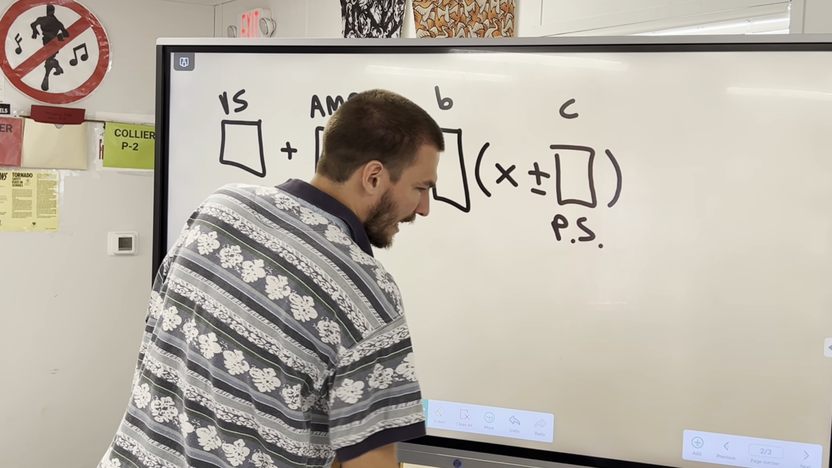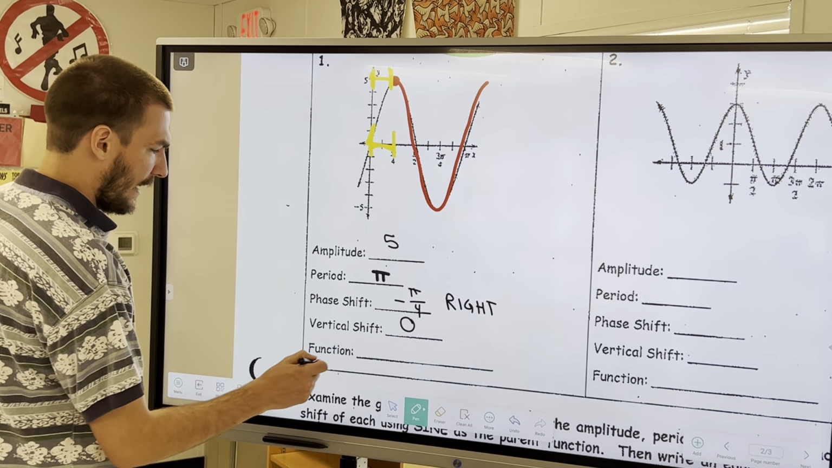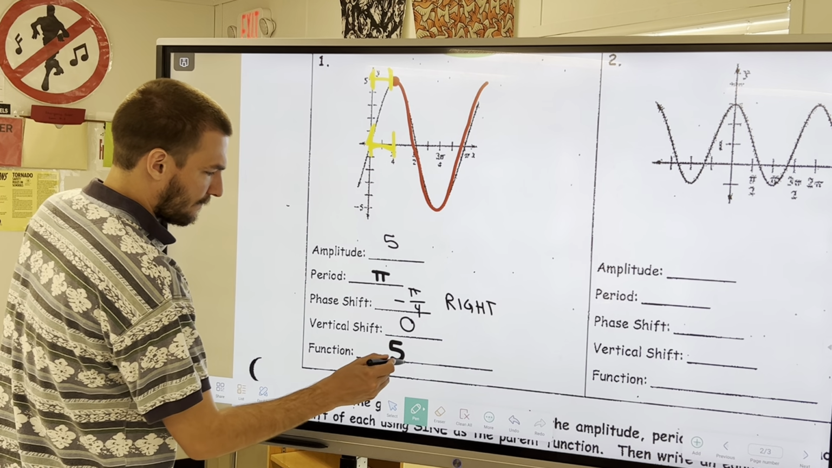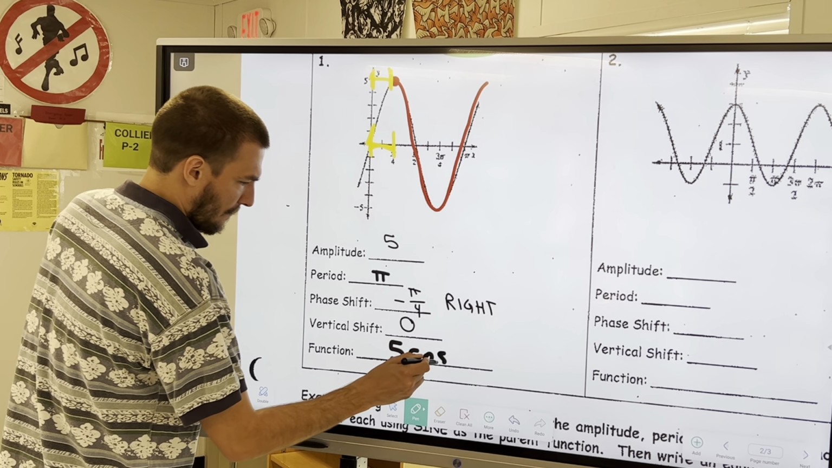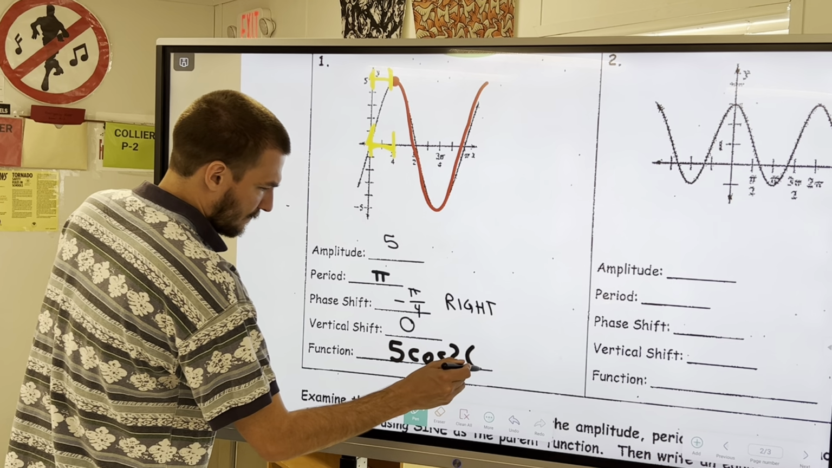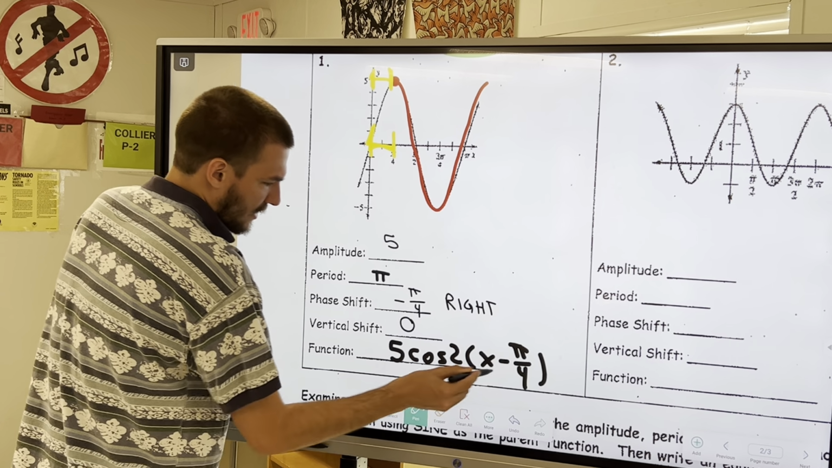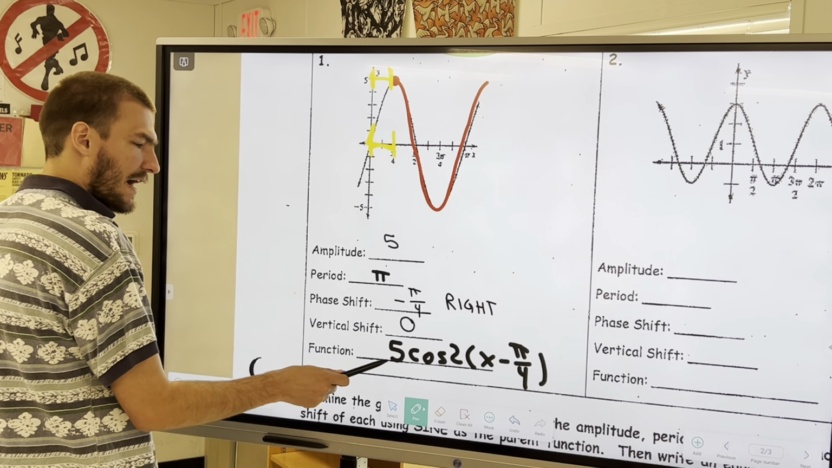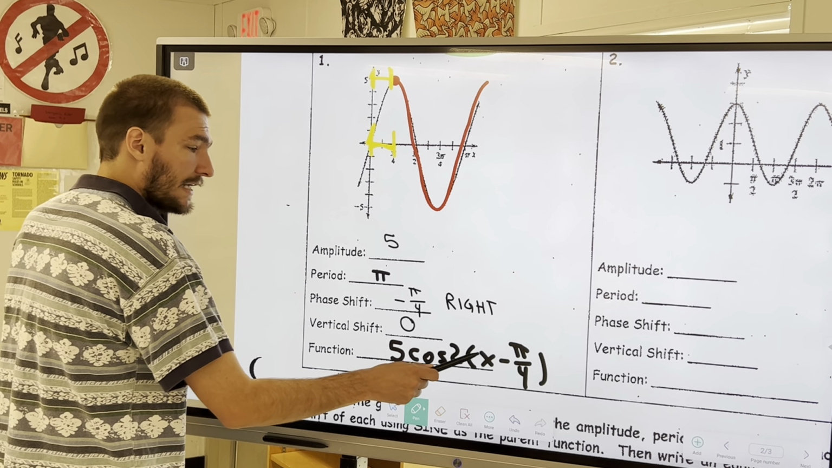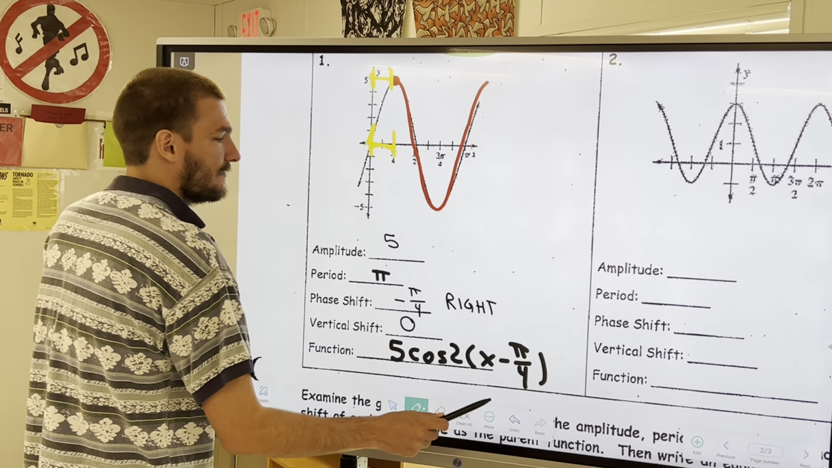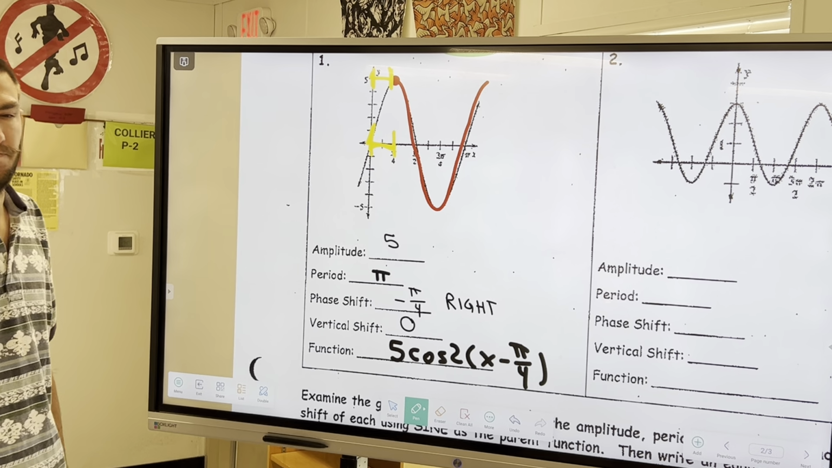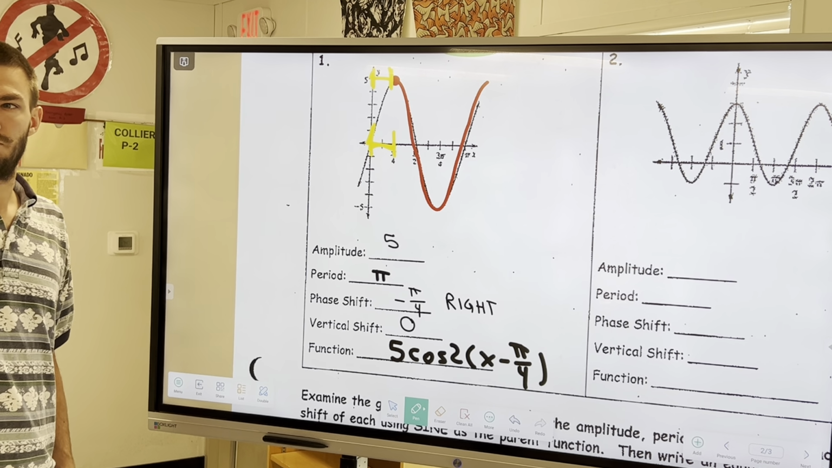Jaleel's feeling good. What do you got? I got 5. Okay. Do cosine of 2, and then parentheses x minus pi over 4. This would be an amplitude of 5, a period of pi, and a phase shift to the right, pi over 4. Beautiful. Nice job.